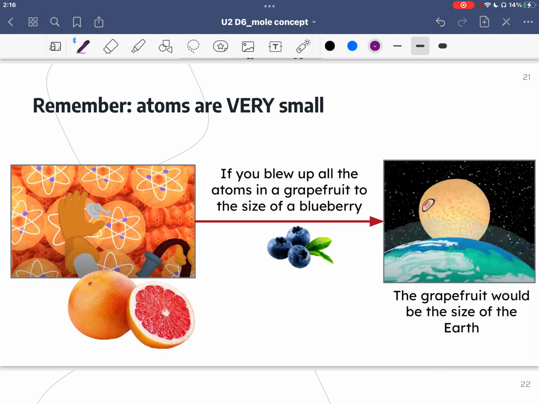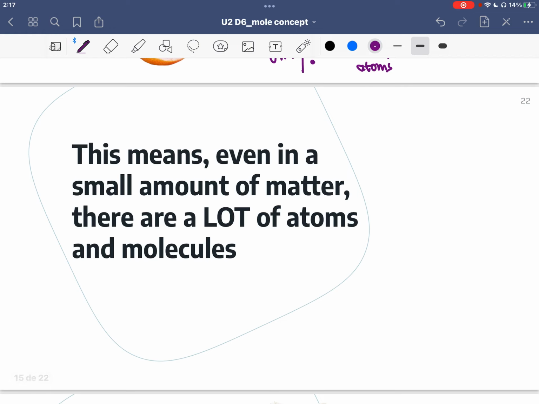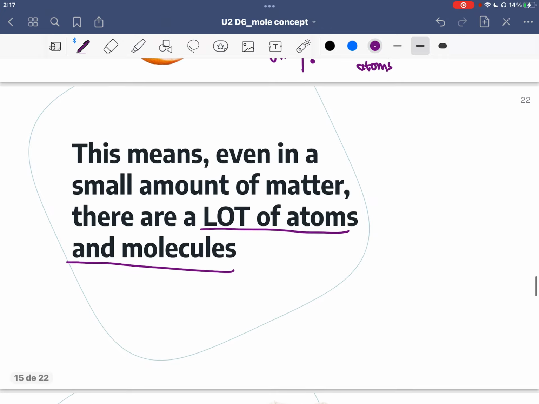So I ask you to remember from the beginning of the year, atoms are very, very, very small. We know if you blew up all the atoms in a grapefruit to the size of a blueberry, the grapefruit becomes the size of the entire Earth. That means each atom is teeny, tiny, too small for us to imagine. So that means in anything I have, there are many, many atoms. There's always going to be a ton of atoms, even in just a small sample of something. So even in a small amount of matter, there's always going to be a lot of atoms and molecules because each atom is so small.